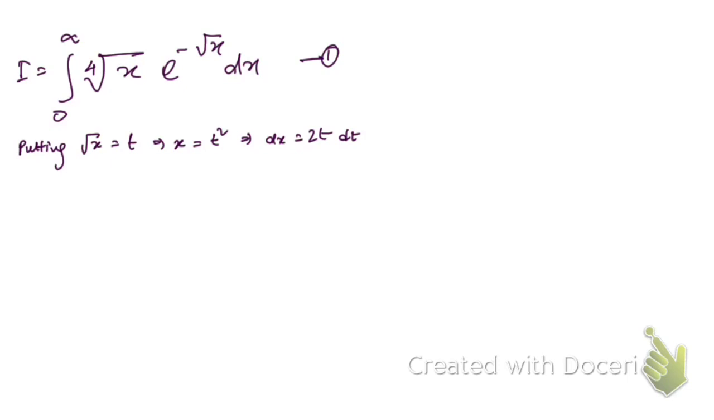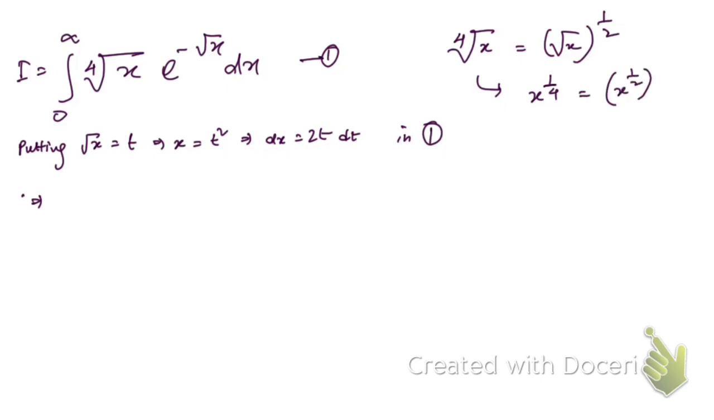So now using this in 1, then what we will get? Now you see, the fourth root of x can be written as root x whole to the power 1 by 2, because the square root of the fourth root of x is x to the power 1 by 4, which can be written as x to the power 1 by 2, then again x to the power 1 by 2.